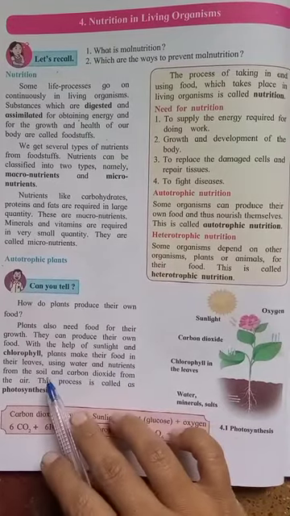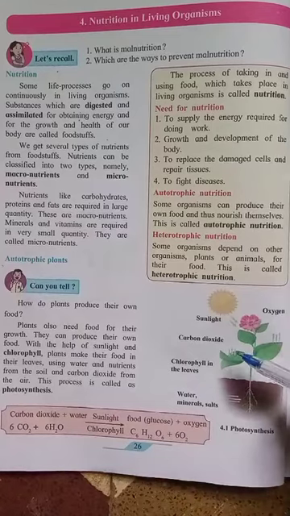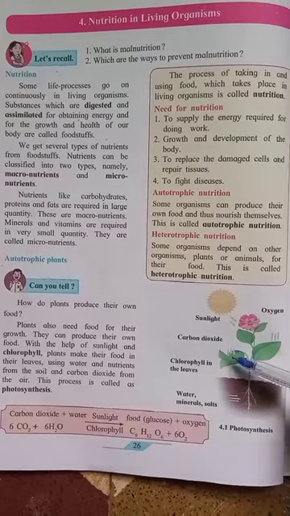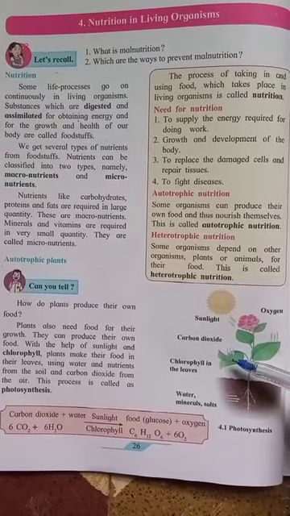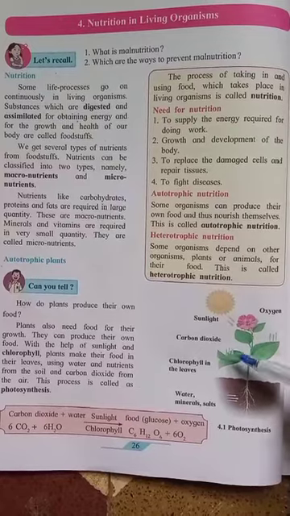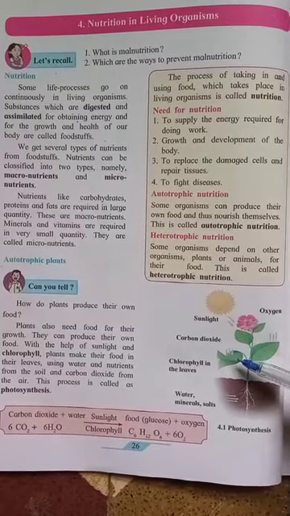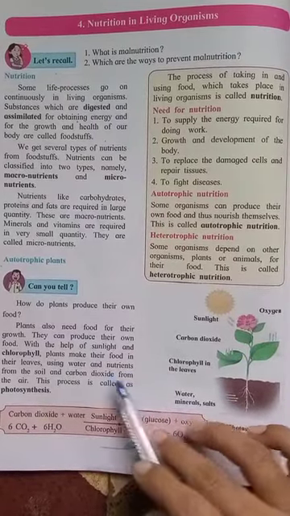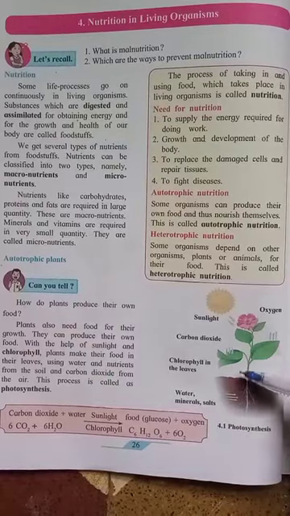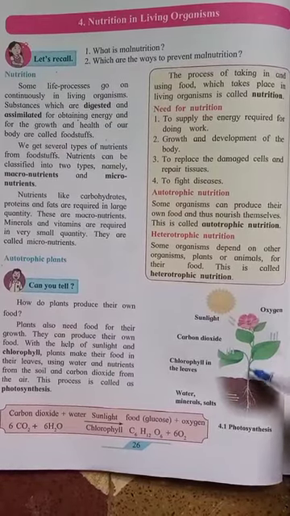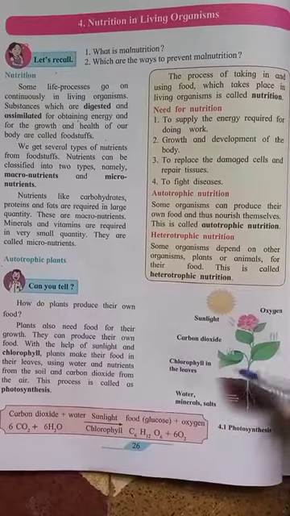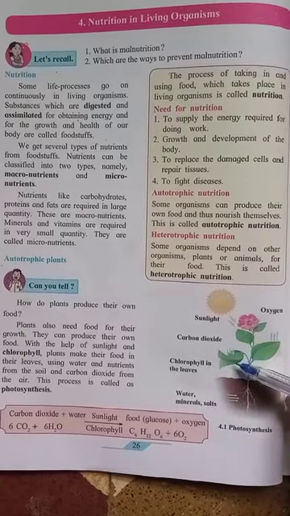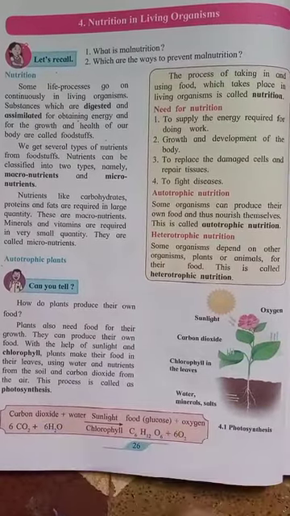Plants make their food in their leaves. That is the green part of the plant, and in the leaves chlorophyll is present. Chlorophyll gives the green color to the leaves. Using water and nutrients absorbed by the plants from the soil, as well as carbon dioxide absorbed from the air, this process is called photosynthesis.